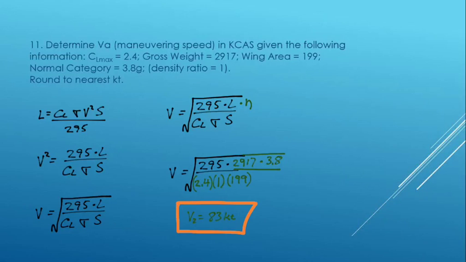And the stall speed at a gross weight of 2,917 pounds, pulling 3.8 Gs, so the lift generated by the wing is really 3.8 times 2,917. What speed will it stall if it has a CL max, coefficient of lift max, which equates to the angle of attack at which this wing will stall, of 2.4. If you have a wing area of 199 and assuming density ratio of 1, which is sea level, VA is going to be 83 knots on this airplane.